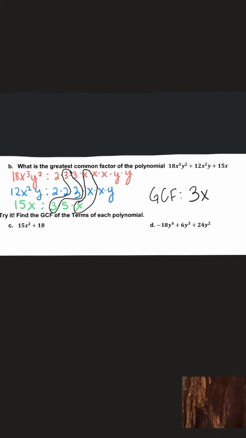And that's it, because that 15x doesn't have a y. They don't even have y's in common. They only have that 3 and the x in common, and that's it. So there is my answer.